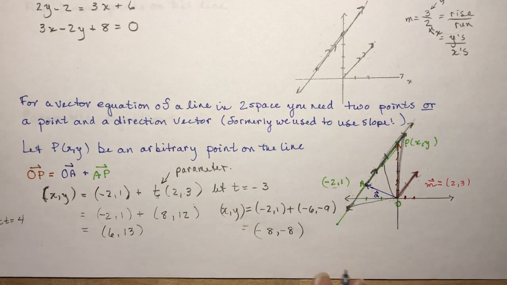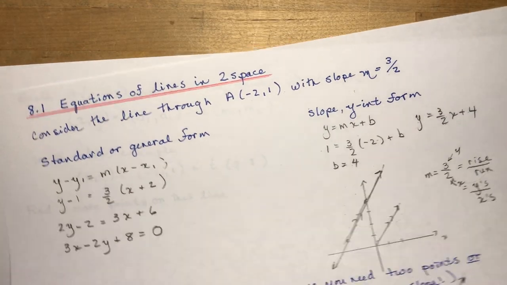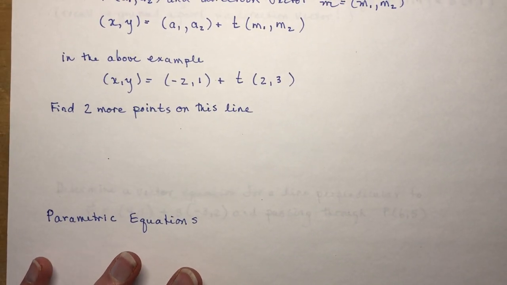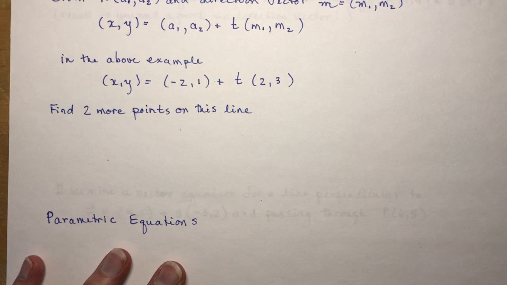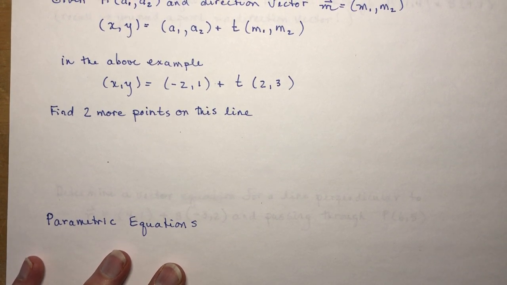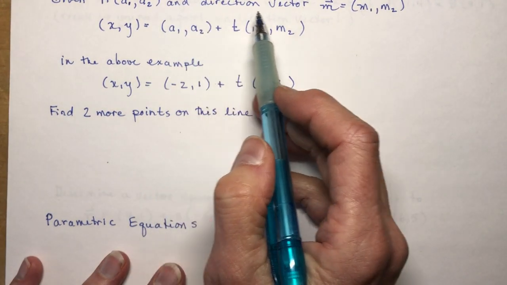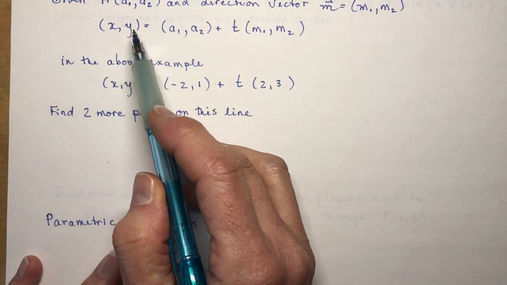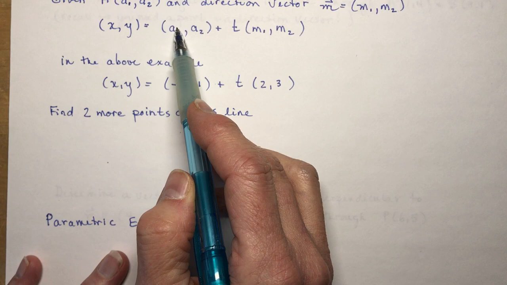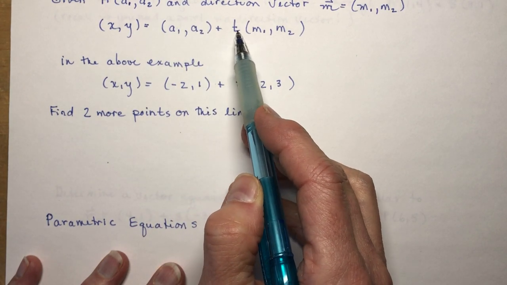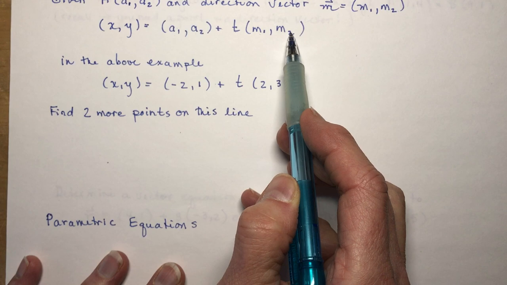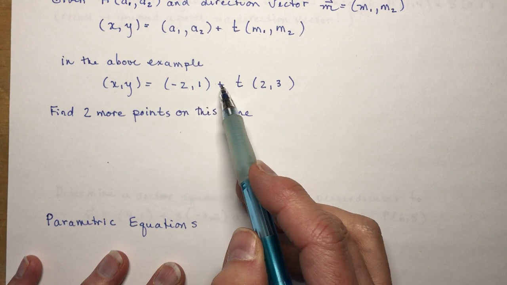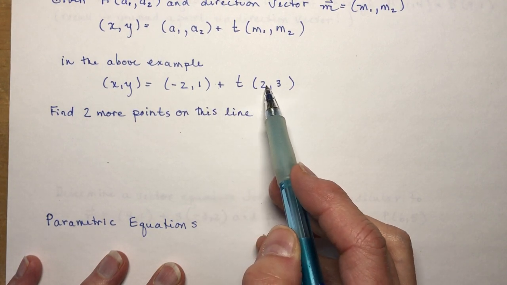And the reason we call it parameter is because we're also going to call parametric equations something else, and we'll get to that in 2 seconds here. So if I have (a1, a2) on this line, and a direction vector (m1, m2), then the general equation of the line is going to be (a1, a2), so a point, plus a parameter times the direction vector. So in the above example we already showed, (x, y) would be the point plus parameter times direction vector.